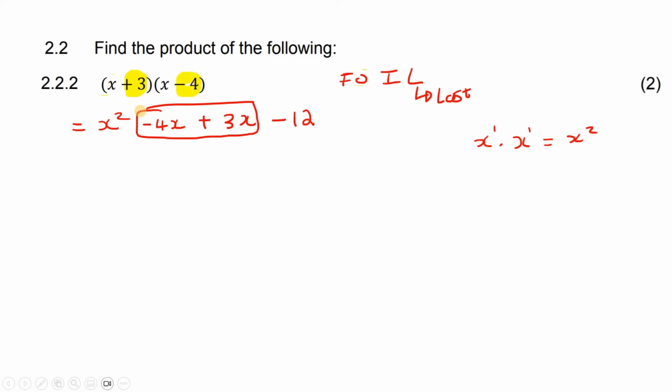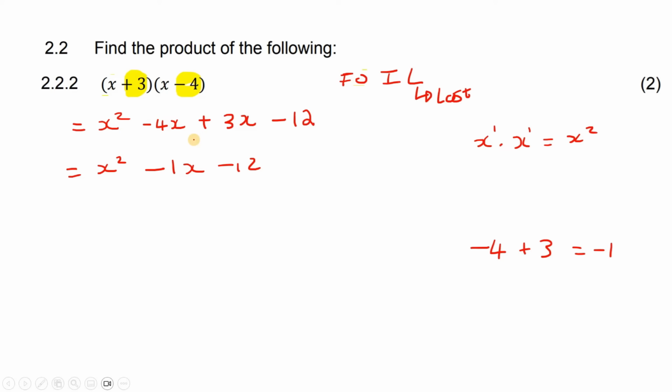So we're going to put them together. So what is minus 4 plus 3? Well, that is minus 1. So what we're going to do is we're going to say it becomes minus 1x minus 12. You're not going to say x squared or anything weird over there, because we're not multiplying anymore. We're just adding and minusing these numbers. Okay? So that'll just stay like that, and that is the answer.